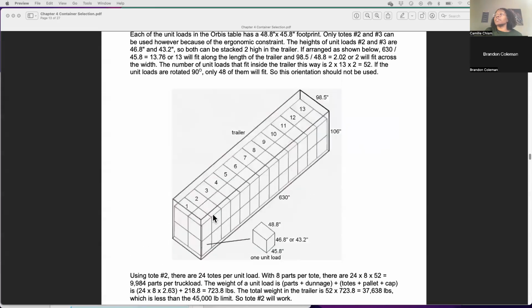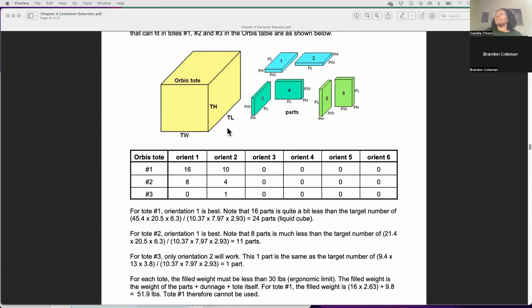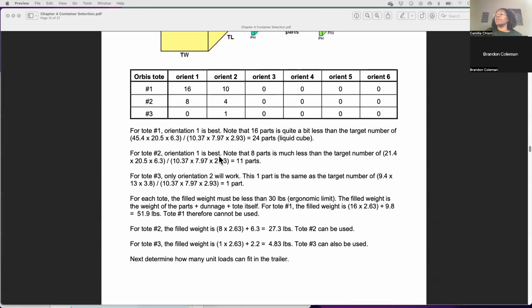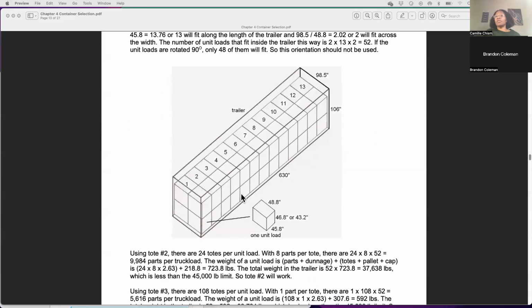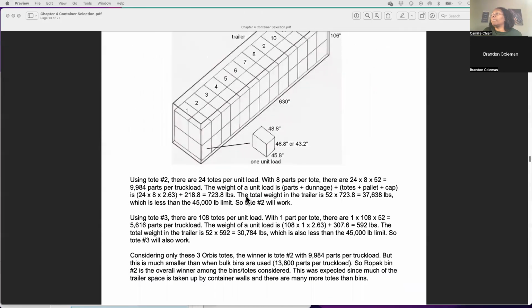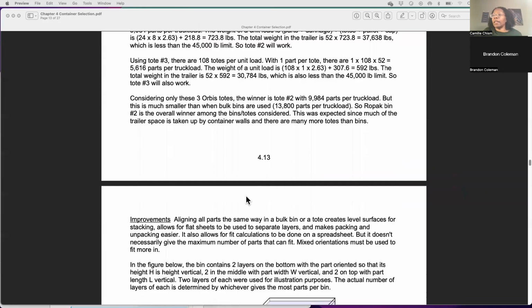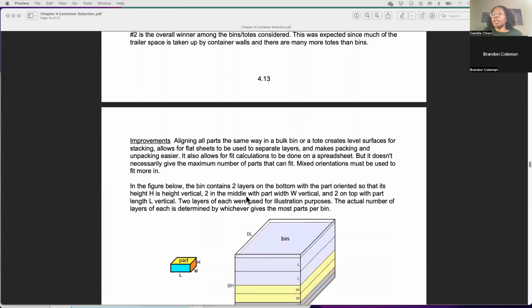But this exercise is telling you how many parts fit into this tote. This yellow Orbis tote, these are the parts, and you're trying to figure out the best way to put these parts in there as far as orientation. Once you know how many you get, this one, for example, is telling you 48 fit. Then you can multiply it by 48 or 52 or 108 or whatever that is, and come up pretty quickly with how many are on a pallet, how many are in a trailer, and then you could take the weights and add it.